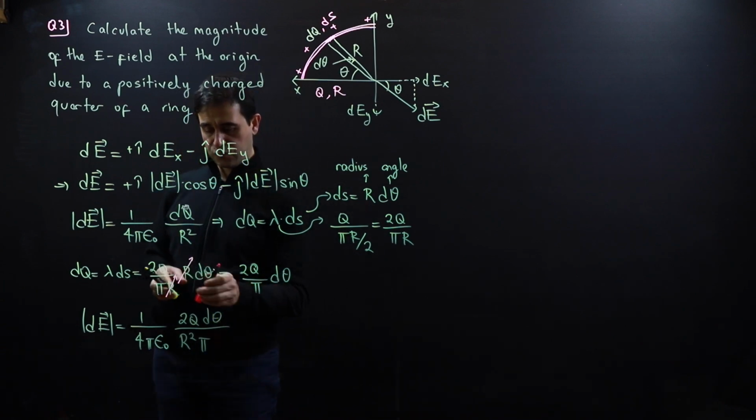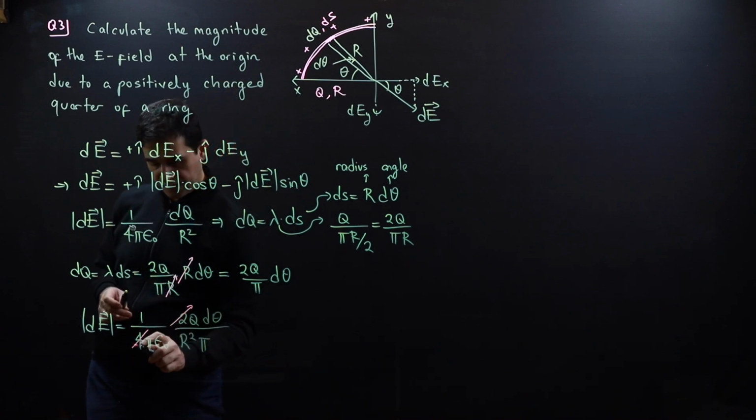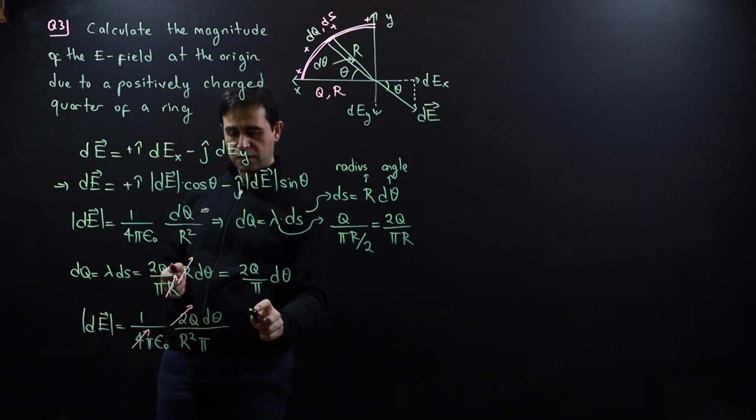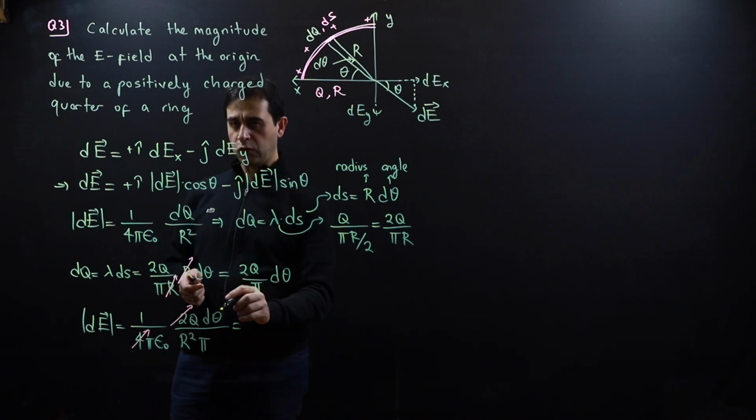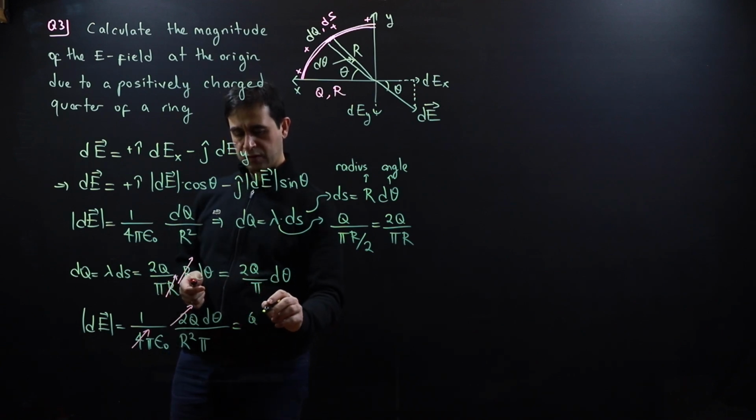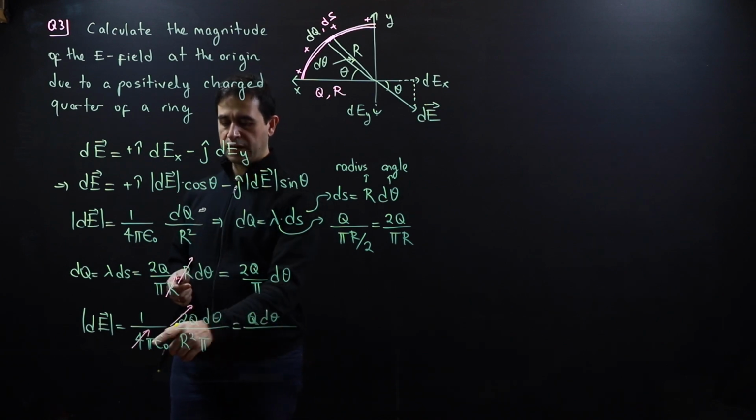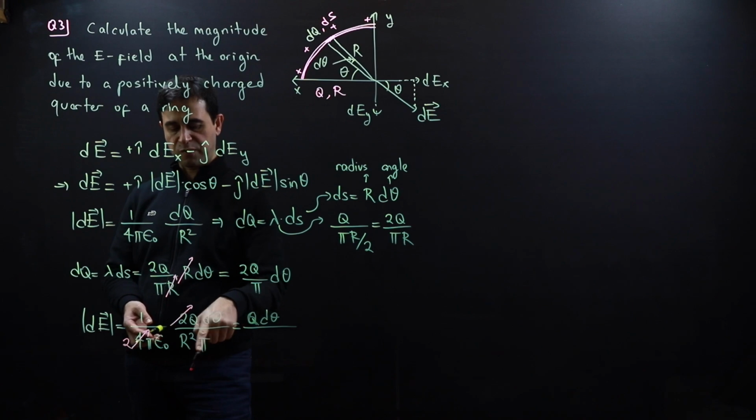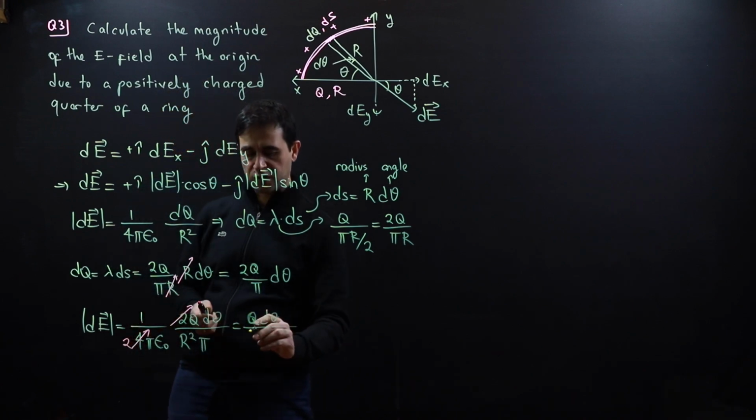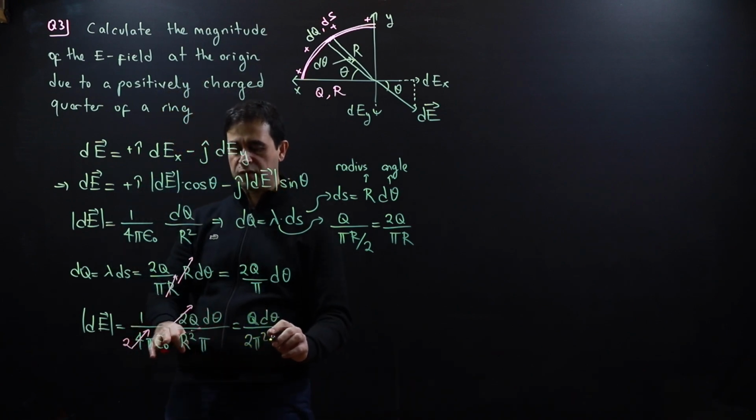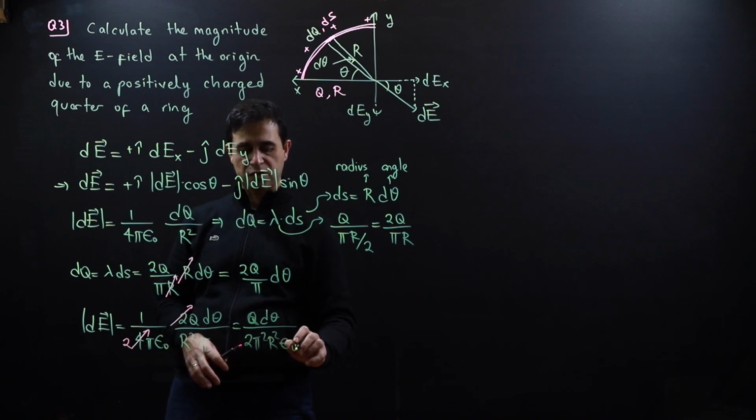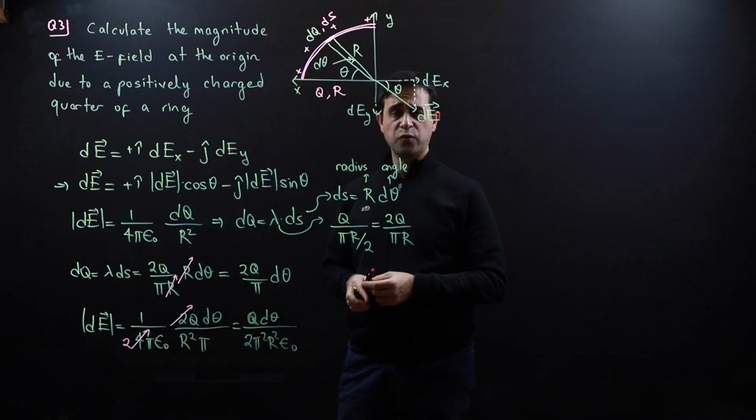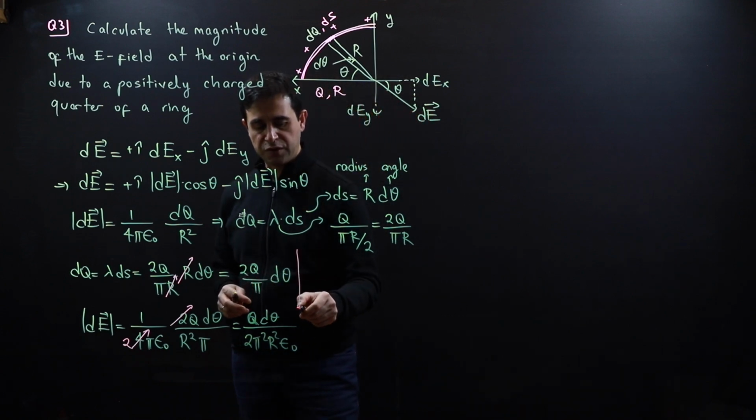And now I can do a simple cancellation, or simplification, and the whole thing will be q times d theta. So this is q. And in here, the cancellation will give me 2 here: 2 pi squared, 1 pi here, another pi here, so that's pi squared, 2 pi squared times r squared times epsilon 0, right?